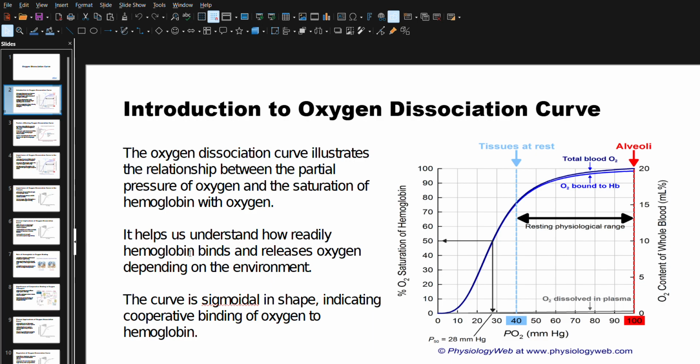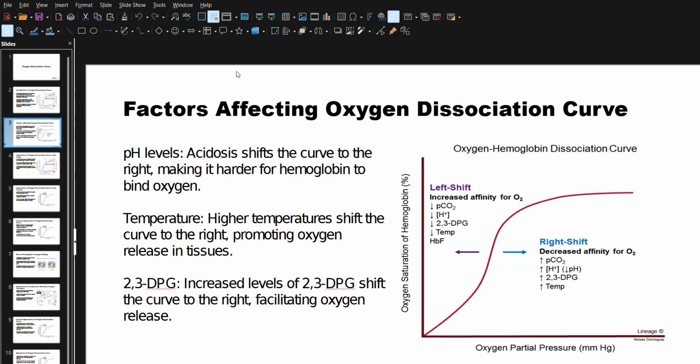So the curve is sigmoidal in shape. Here you can see the curve indicating the cooperative binding of oxygen to the hemoglobin. Here, this is the sigmoidal curve. Now, factors affecting the oxygen dissociation curve.